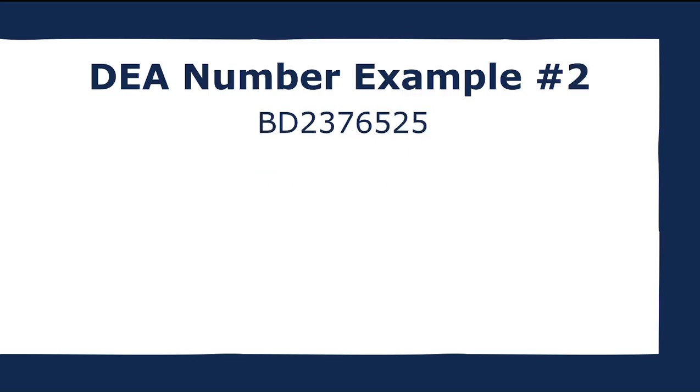Moving on to our next example, example number 2, I have B, D, 237, 6525. I know B is going to stand that they are a doctor, and D is the first initial of their last name. So I'm going to add the first, the third, and the fifth numbers together. When I do that, I get 2 plus 7 plus 5 equals 14. Now I'm going to add the second, the fourth, and the sixth numbers together. I would get 3 plus 6 plus 2 equals 11.